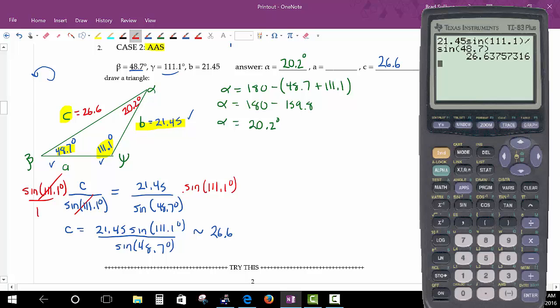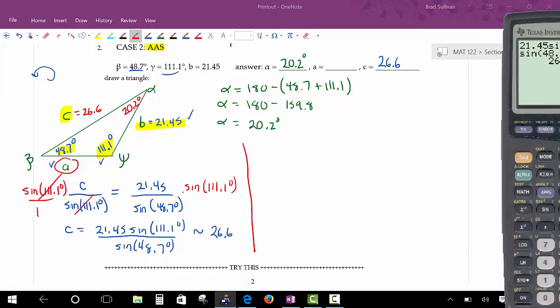All right, now that leaves me with one more thing. That leaves me now with finding A. So I'm going to make one more law of sines proportion and finish up the problem. Again, no Pythagorean theorem. This is clearly not a right triangle, so the Pythagorean theorem does not hold.